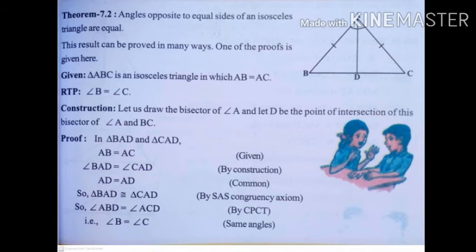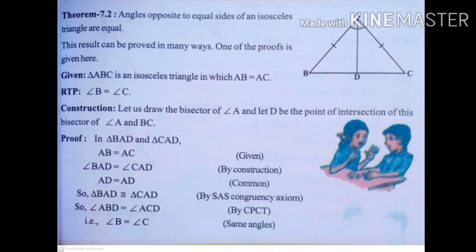Now the proof. In triangle BAD and triangle CAD, AB equals AC, that is given in the problem. Angle BAD is equal to angle CAD, since by construction, AD equals AD, a common side of both triangles. So triangle BAD is congruent to triangle CAD by the SAS congruency axiom. So angle ABD is equal to angle ACD according to CPCT. That is, angle B equals angle C.